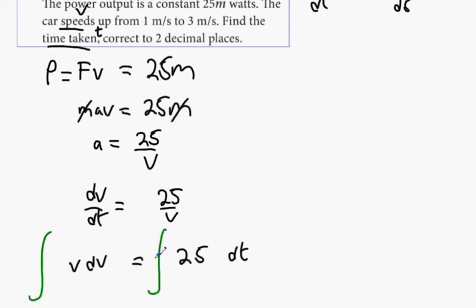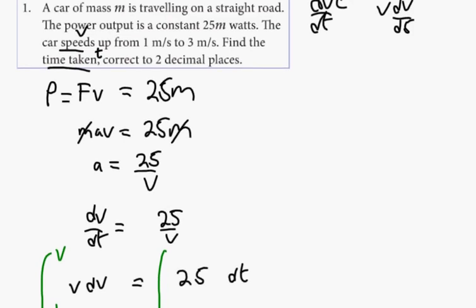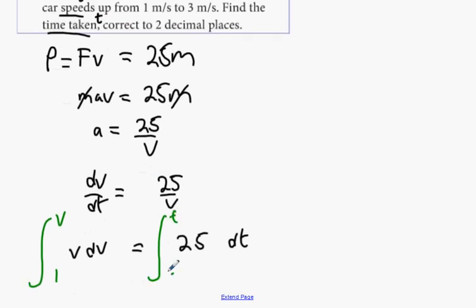Now, the car speeds up from 1 to 3. What does that mean? You can put 1 and 3 here if you want. It'll get you the answer directly. In general, what we tend to do is keep the top limit the same, and we'll substitute in 3 later on. The choice is yours. Then the other part is t and 0. I think I did it all in one go, but it doesn't really make a difference.